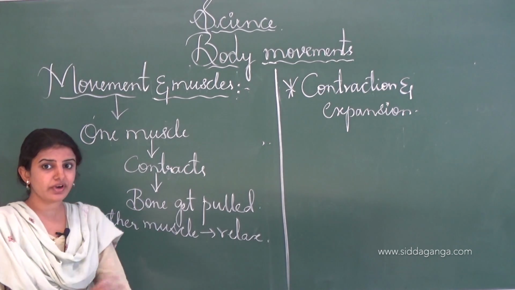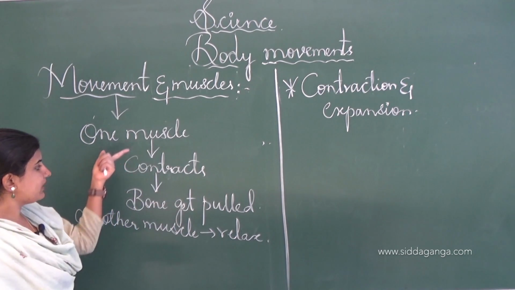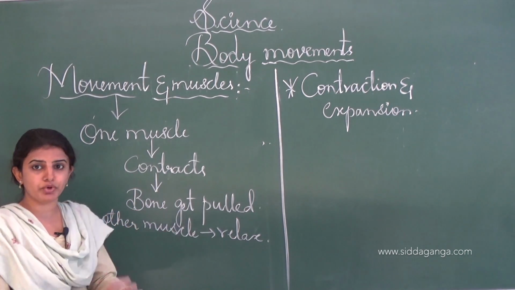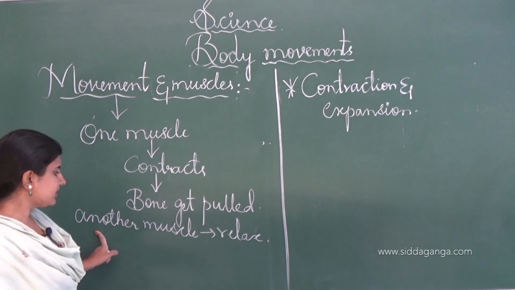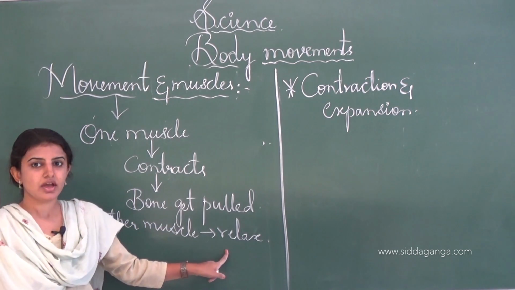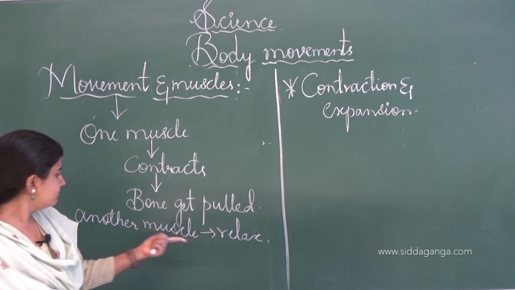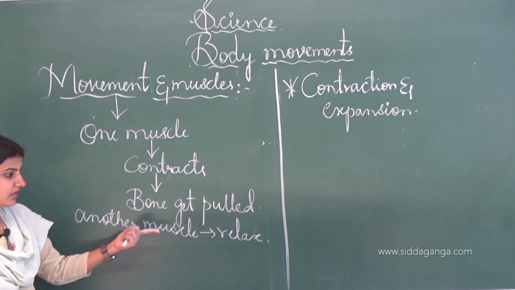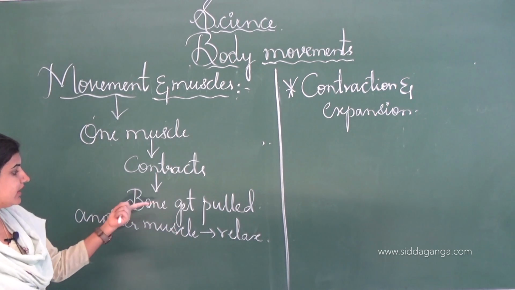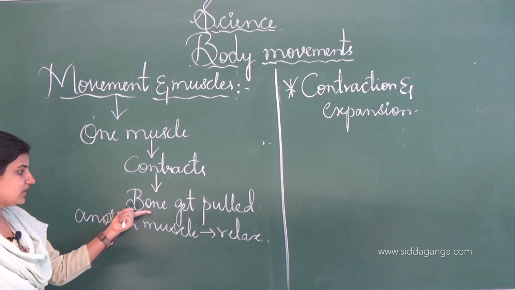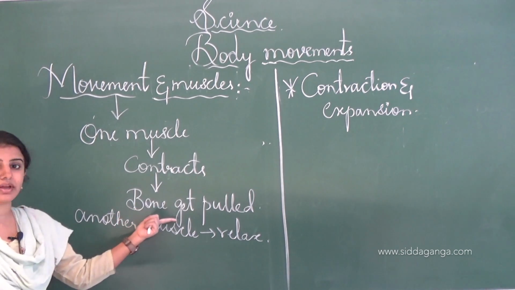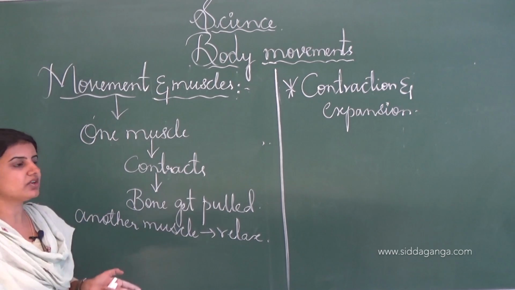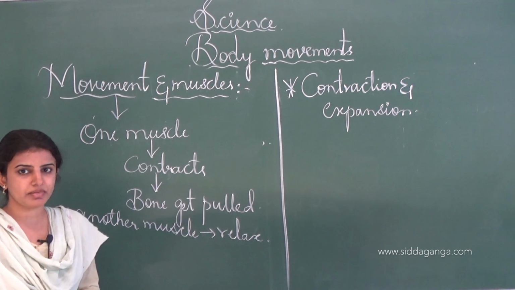Consider, if we stretch our hand, our muscle contracts and thereby the bones get pulled, and the other muscle gets relaxed. Vice versa, when the other muscle contracts, the bone comes back to the original position. Like that, expansion as well as contraction take place in our muscles.